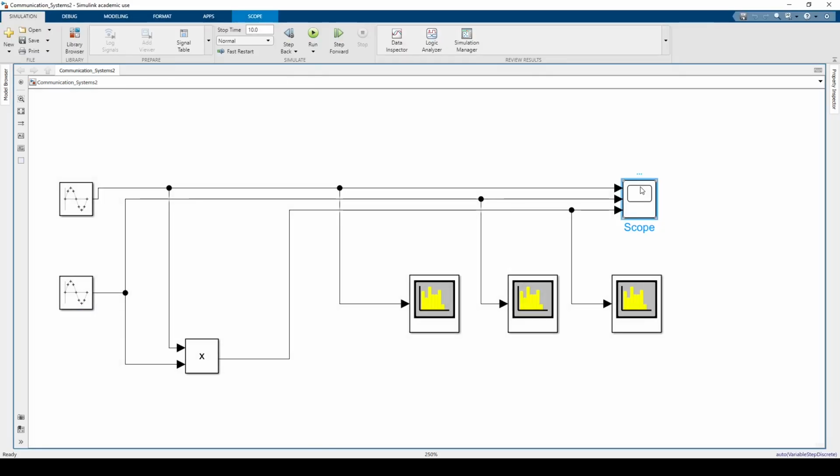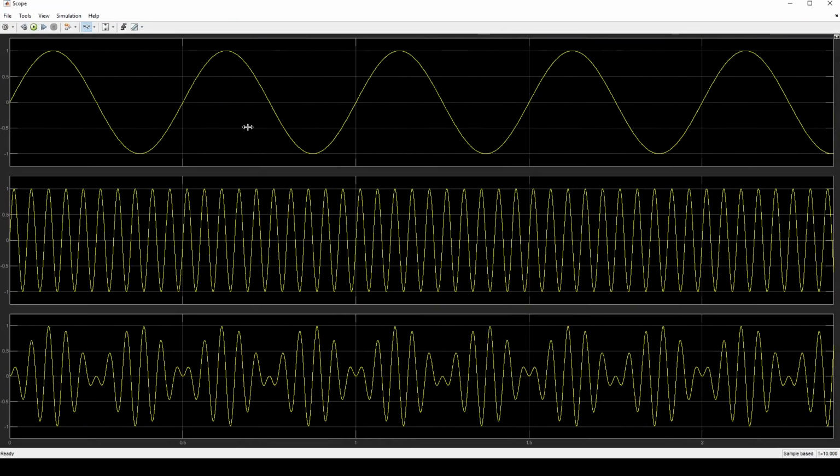To check the time domain, we click on our scope. So here's our message signal, the carrier wave, and the double sideband suppressed carrier modulated signal. And if we trace the envelope of the modulated signal, we'll have a sinusoid of the same frequency of the message signal.